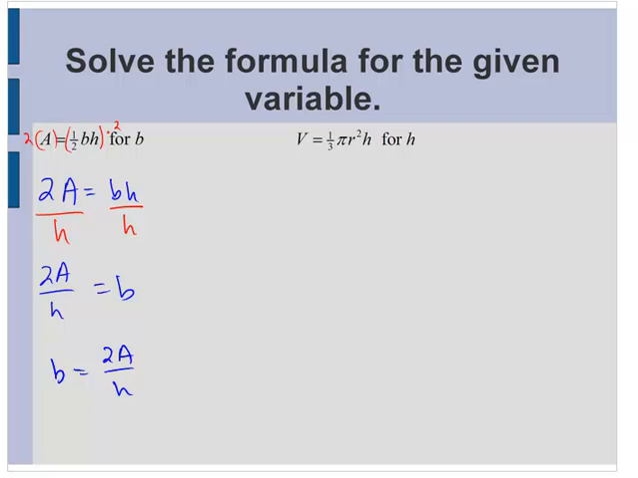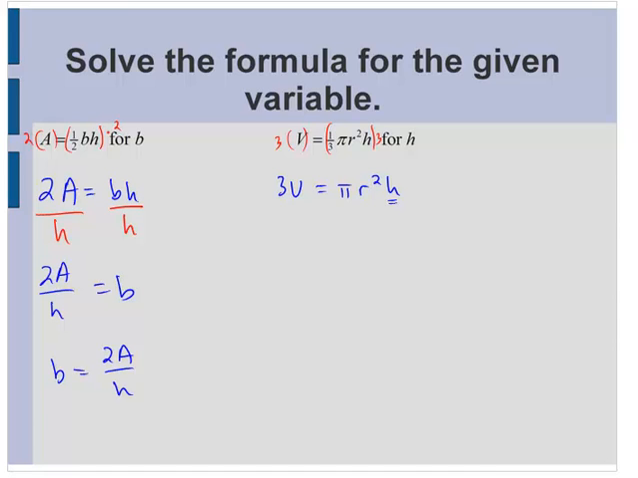All right, so here we have V equals 1/3 pi r squared h, and we're asked to solve for h. So like with the previous example, the first thing I would do is get rid of this 1/3 by multiplying by 3. So I now have 3V is equal to pi r squared h. I want to get the h by itself. I want to isolate the h.